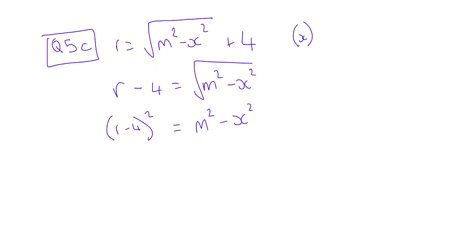So now I need to get rid of this m squared. So, oh, geez, I'm writing m. So this is r minus 4 all squared. I'm going to subtract m squared, and be careful because you're left with negative x squared over here.